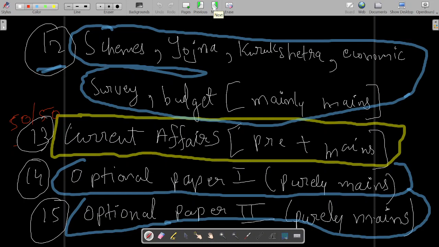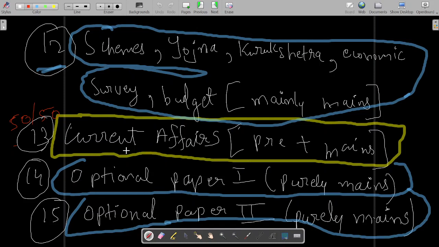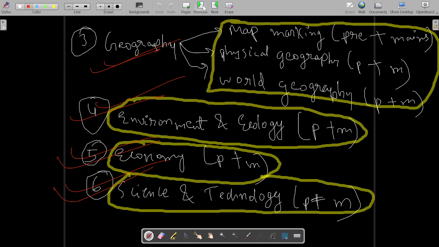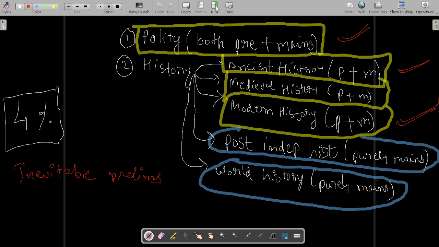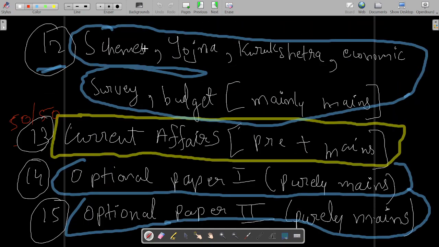Some static portion might once again come in the newspaper and that becomes current affairs. For example, Babu Jagjeevan Ram, then 50th anniversary, then 125th anniversary, some static portion which was seen in the newspaper. So once again they will say that it is based on current affairs, but actually it is static only. So current affairs, even if you leave it, no worries. It is not inevitable. The ones which I have marked are inevitable for prelims. Current affairs is 50-50.